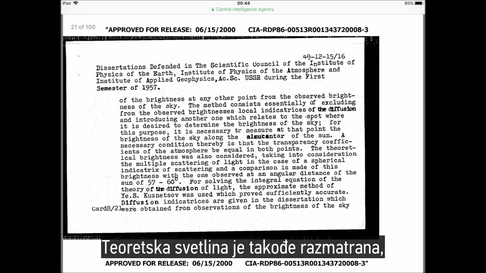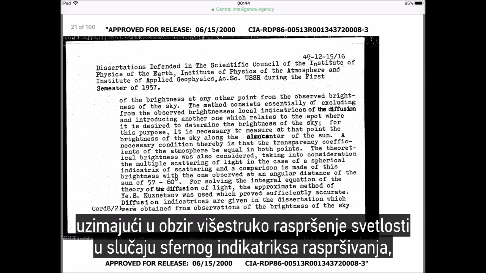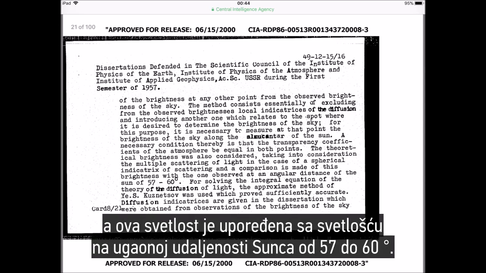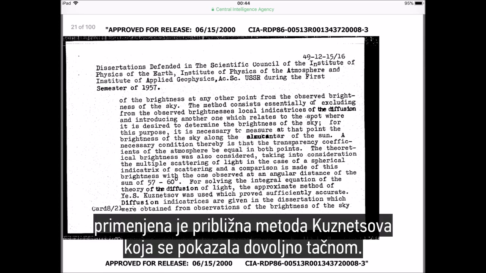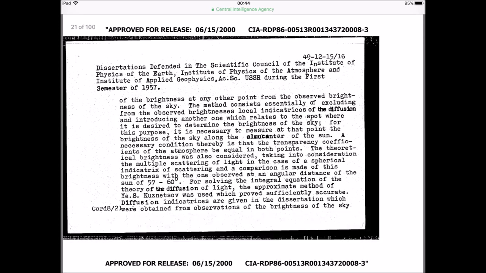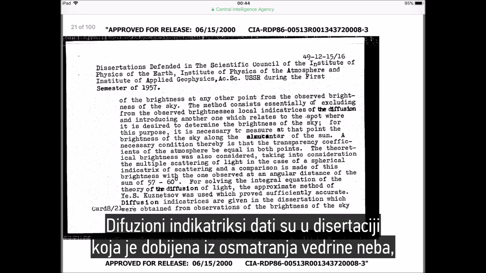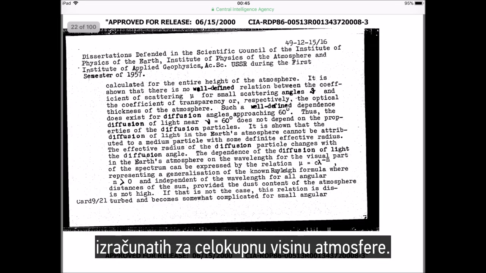The theoretical brightness was also considered, taking into consideration the multiple scattering of light in the case of a spherical indicatrice of scattering, and a comparison is made of this brightness with the one observed at an angular distance of the sun of 57 to 60 degrees. For solving the integral equation of the theory of the diffusion of light, the approximate method of Kuznetsov was used, which proved sufficiently accurate. Diffusion indicatrices are given in the dissertation, which were obtained from observations of the brightness of the sky, calculated for the entire height of the atmosphere.